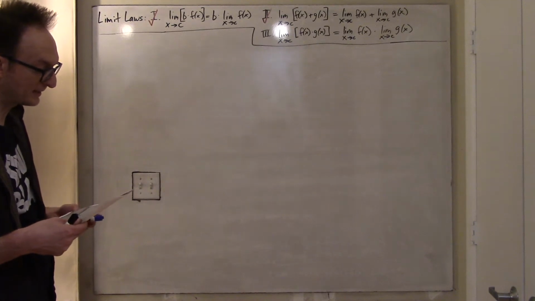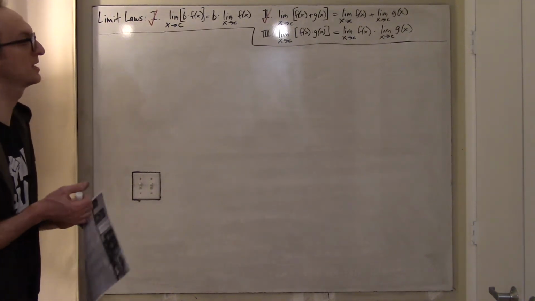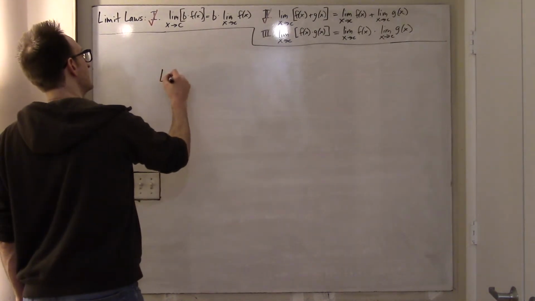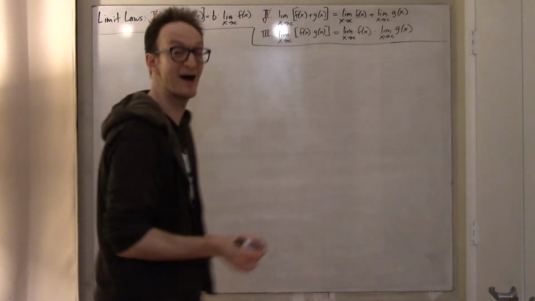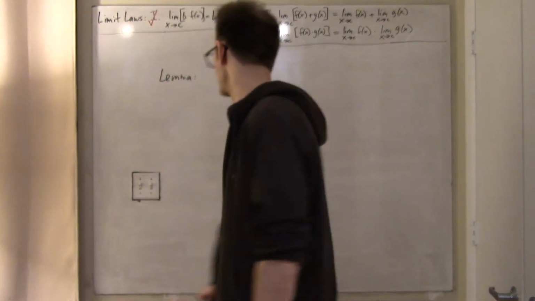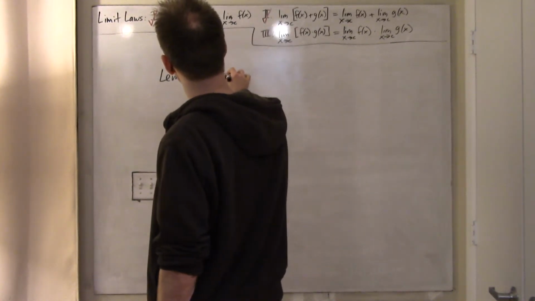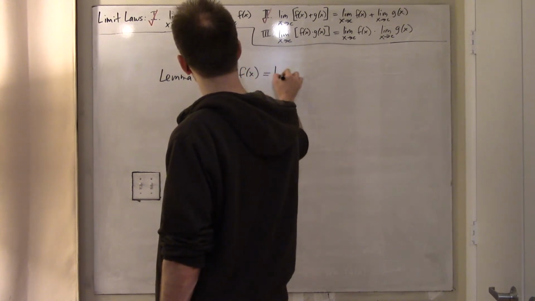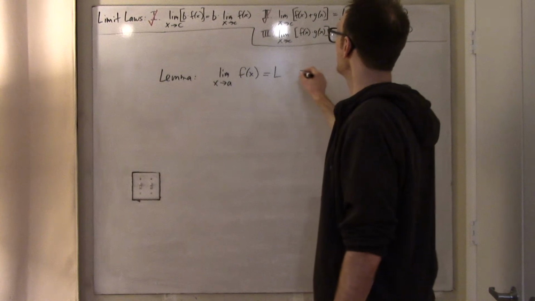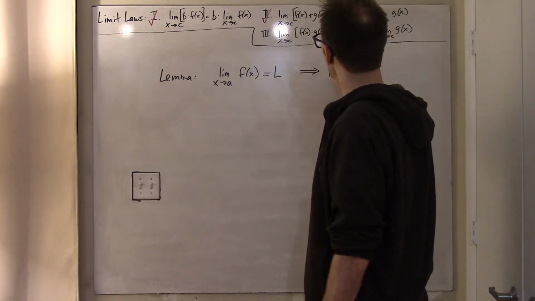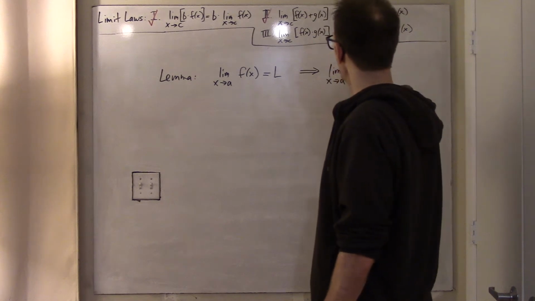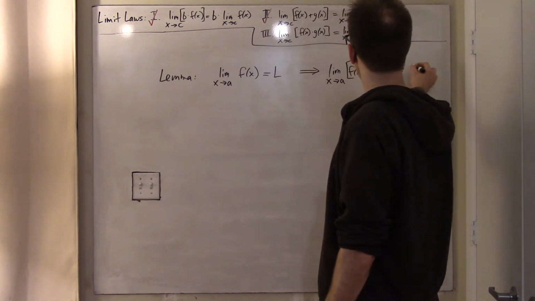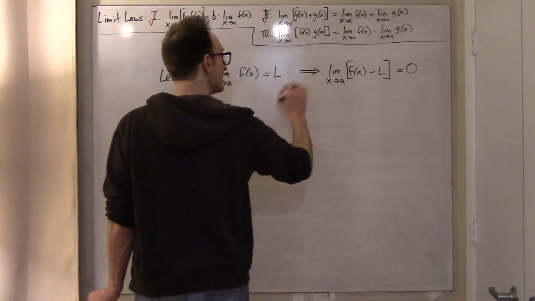Alright, first maybe let's establish this kind of lemma that we need. So, I'm just going to call this a lemma, and here's the lemma. It's extremely obvious. Obviously true, but still we should talk about it. The lemma goes like this. If you take the limit as x approaches a of some function and you get L, then the limit as x approaches a of f minus L is 0, and also vice versa.